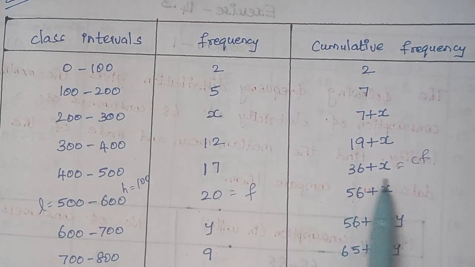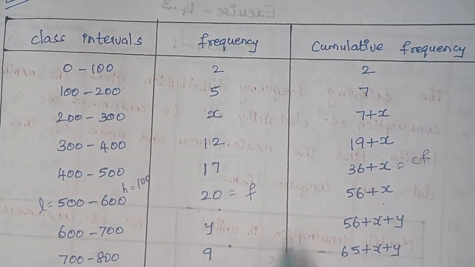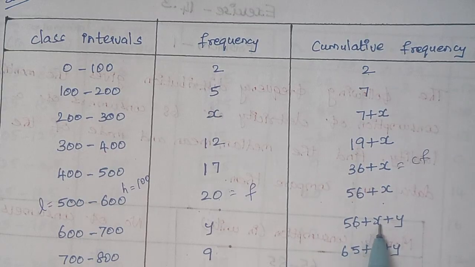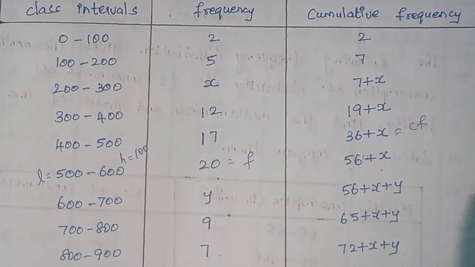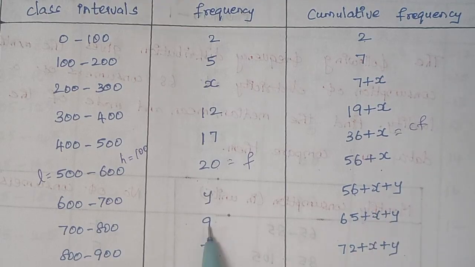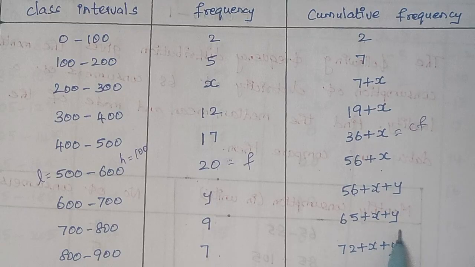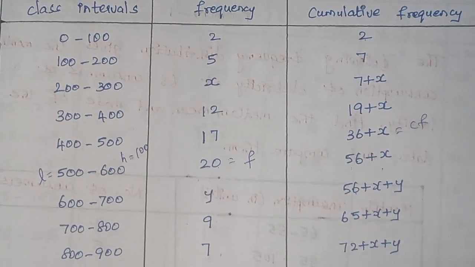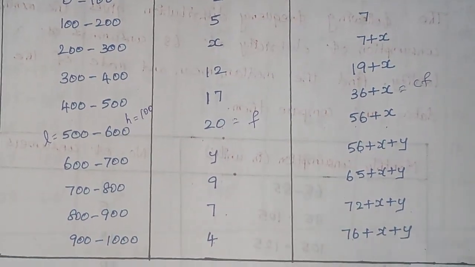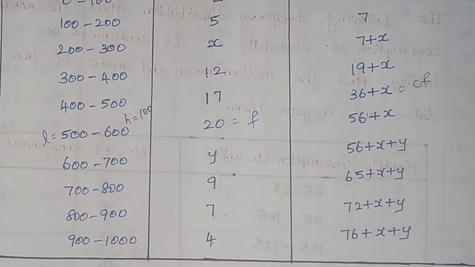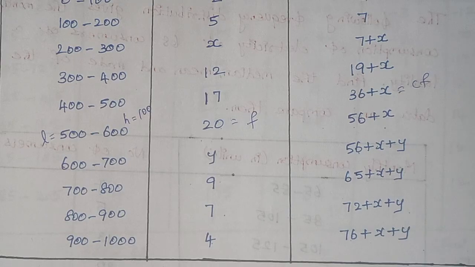And again this 56 plus x is added with y. So here it is 56 plus x plus y. And again this term is added with 9. So 56 plus 9 plus x plus y makes 65 plus x plus y. Again when you add, this makes 72 plus x plus y, and finally 76 plus x plus y. Right. So finally we have framed the tabulation.